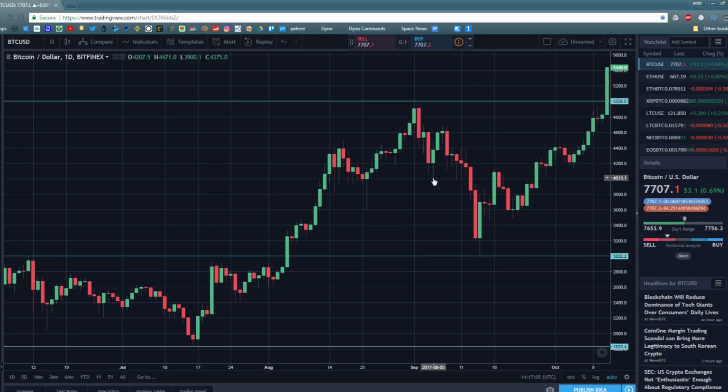I initially called $4,000 as the level of support because that's a big even, but it turned out that was a false bottom. We got a little bit of support there, and then we fell back over and got our real support on $3,000. Now, a lot of people call $3,000 because, like I said, it's a big even.